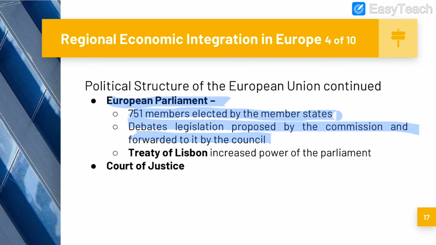Okay, this Court of Justice has two types: the Court of Justice and the General Court. They are responsible for the jurisdiction of the EU. The court will ensure the correct interpretation and application of primary and secondary union law in the EU.